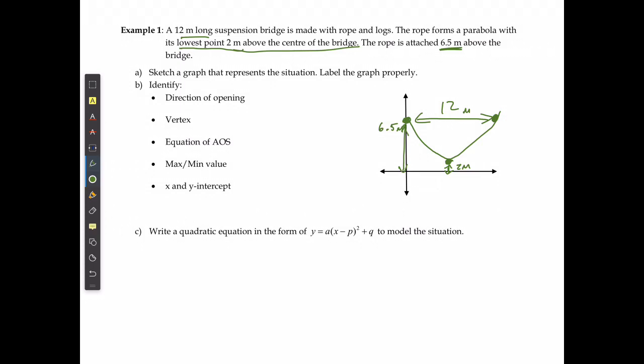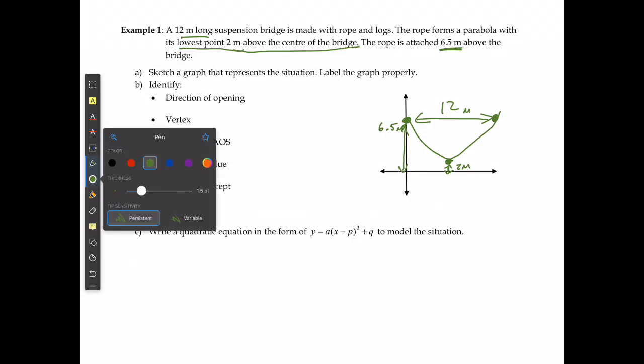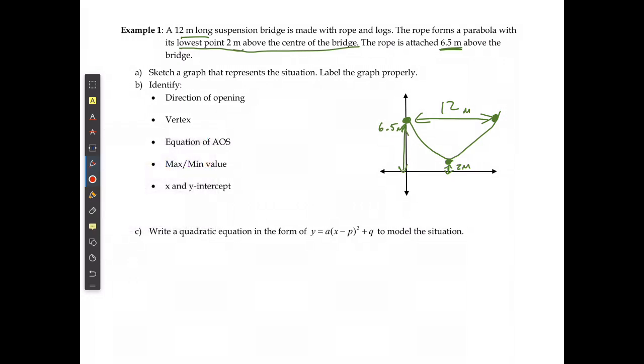And from here, I can pull out some information. Well, if the entire bridge is 12 meters and the halfway point hits the lowest point, I can also state that I have a vertex that's going to exist halfway along the bridge, or 6 meters in, at a height of 2. I can also state that I started the bridge 0 meters in at a height of 6.5.